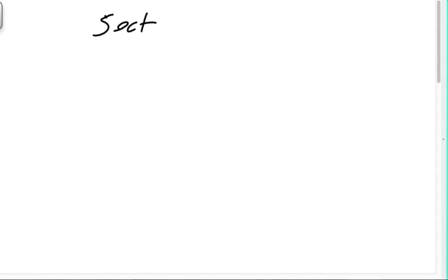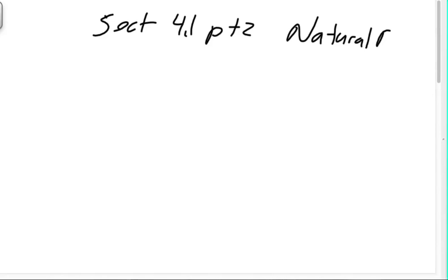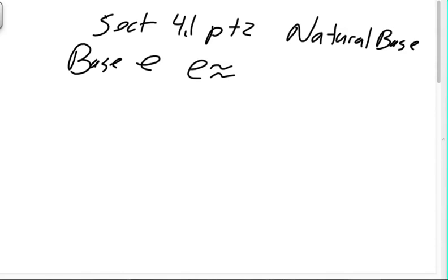Okay, so this is section 4.1, part 2. We're going to talk about the natural base. It's called this because it occurs in a lot of natural applications. This is base E, where E is an irrational number like pi.